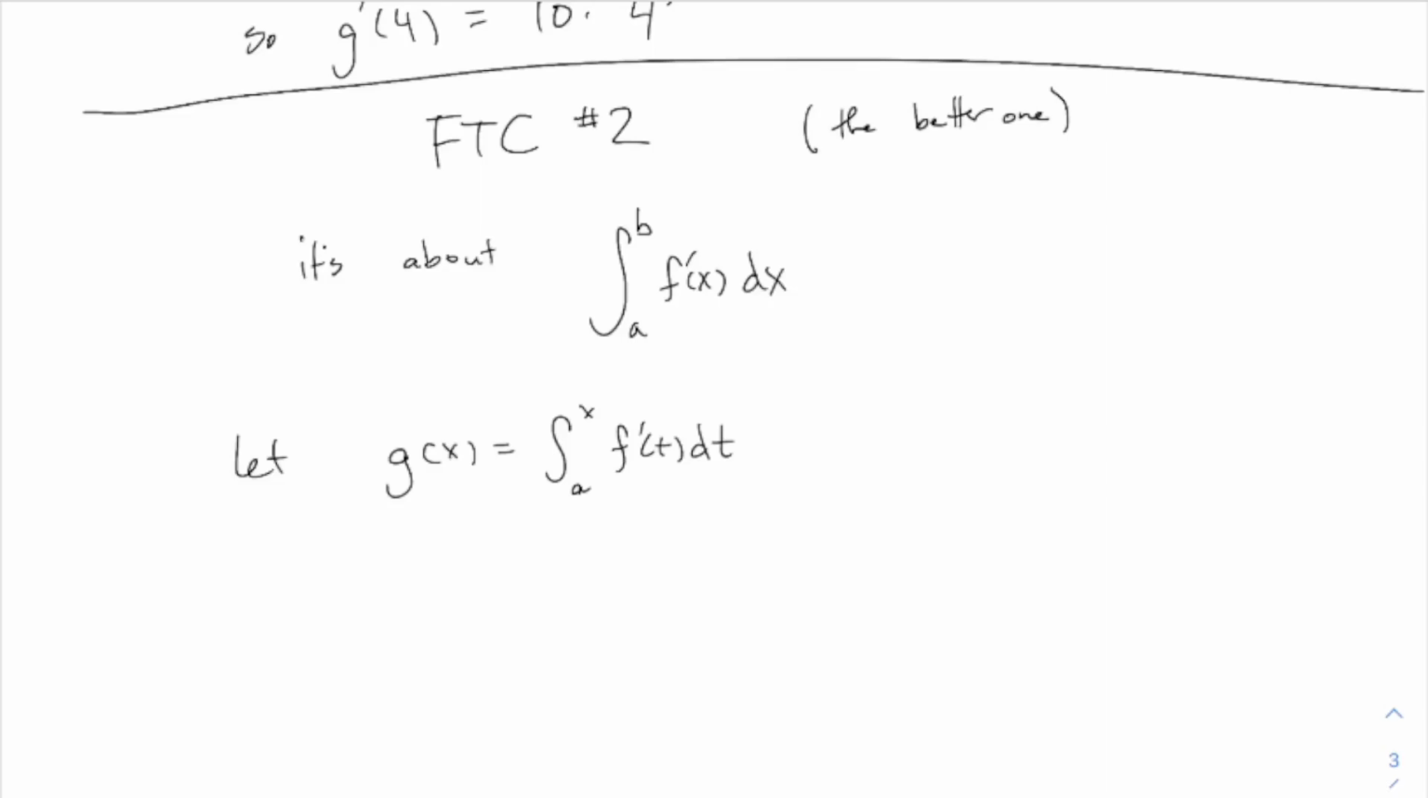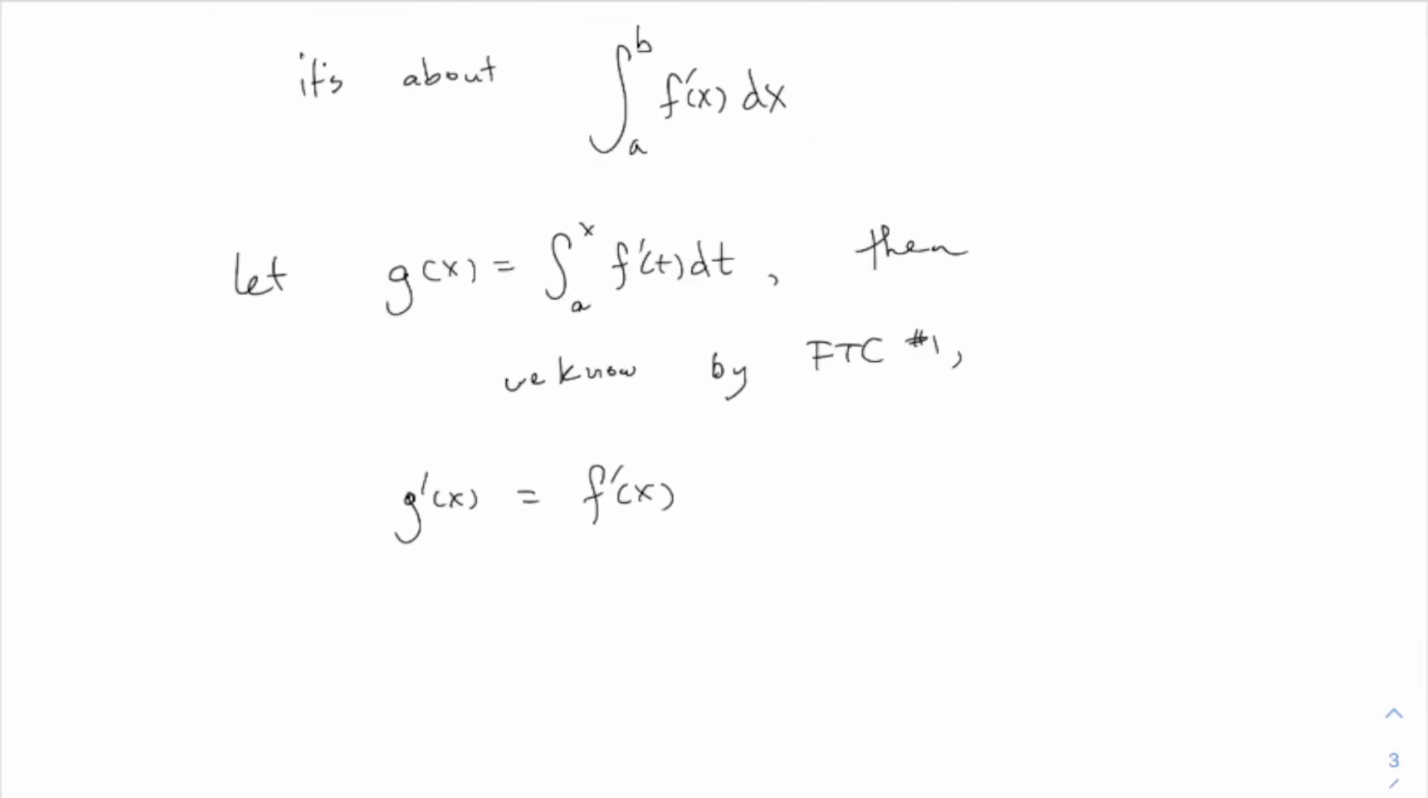Anyway, so I'm going to say that, and then we know by fundamental theorem of calculus number one that g prime of x is f prime of x, right? The fundamental theorem of calculus says when you take the derivative of something that looks like this, all you get is just whatever function is on the inside. So in this case, g prime of x is equal to f prime of x.